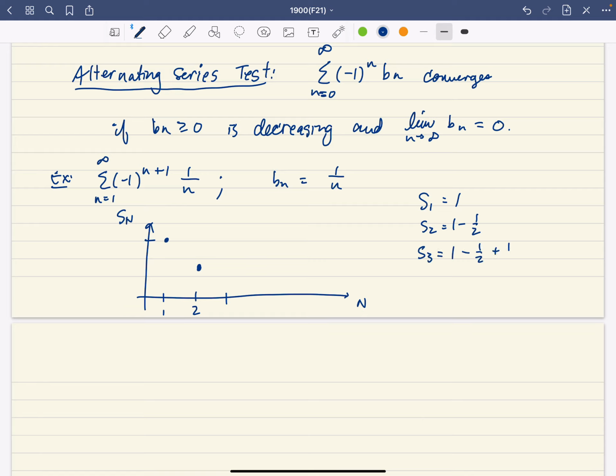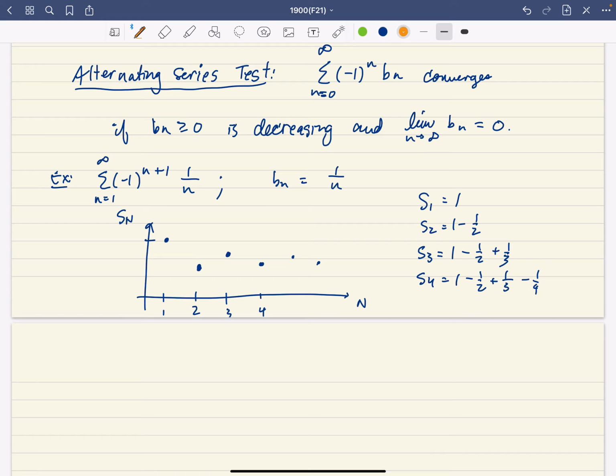1 minus 1/2 plus 1/3. 1 minus 1/2 plus 1/3 minus 1/4 for s sub 4. Okay, so we're going to take 1 minus 1/2 plus 1/3. And then, so that's, let's see, 1/2 plus 1/3 is 5/6. And then minus 1/4. Okay, something like that. And then plus 1/5 minus 1/6.